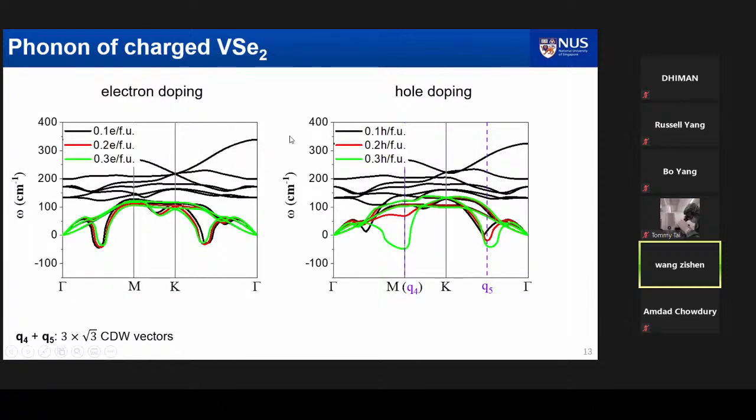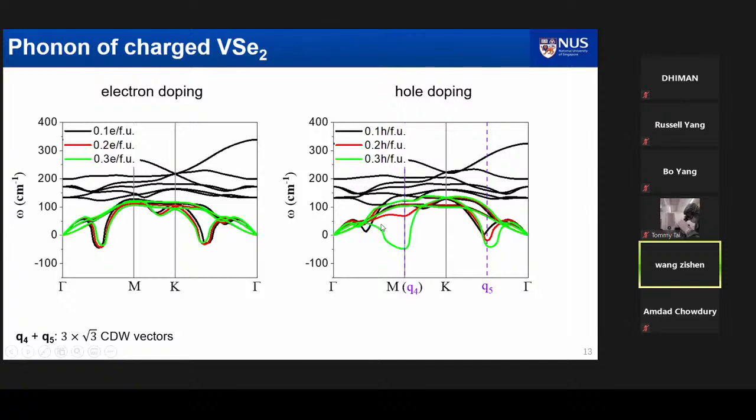So let's take a look at the VS2 under external factors. First, let's take a look at the doping effects. Here I show the phonon dispersion curves under electron doping and hole doping. For clarity, I only show acoustic phonon modes when the doping concentration is above 0.1 per formula unit. As you can see, the electron doping doesn't have much influence on the phonon dispersion curve. Such a slight shift of the dips can be understood by the increase of the Fermi level, which is similar to a so-called rigid band effect and implies strong nesting.